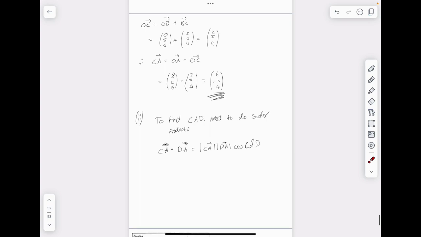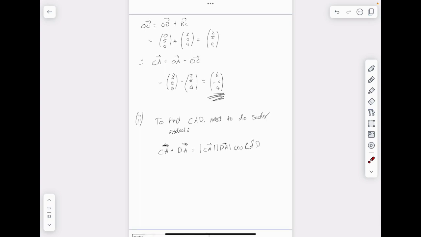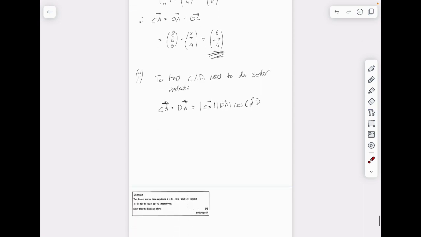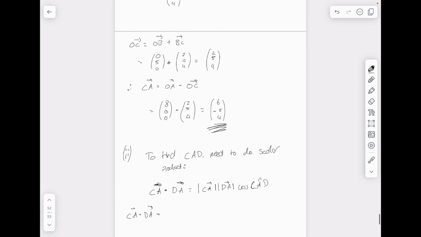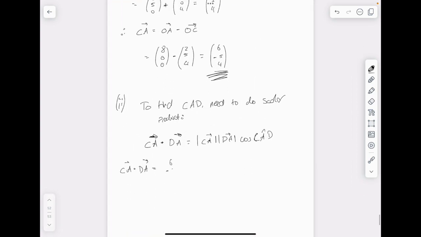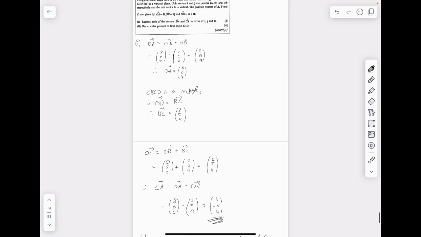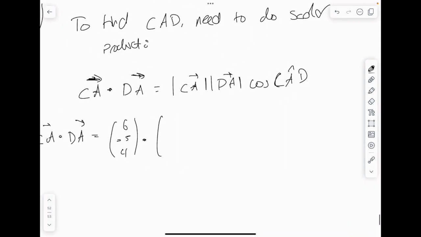So now it's just a case of plugging in those values. So CA times DA is equal to what? 6, -5, -4 times 604, which gives me 36 plus 16, which gives me 52.